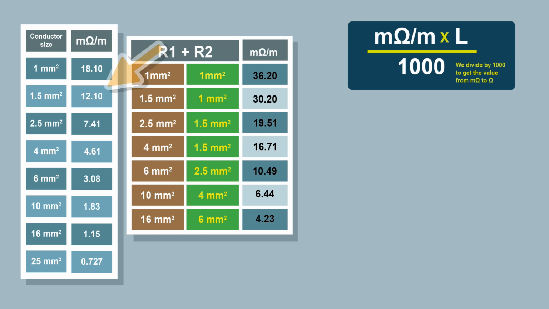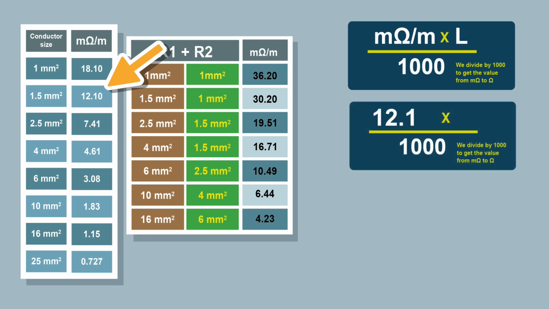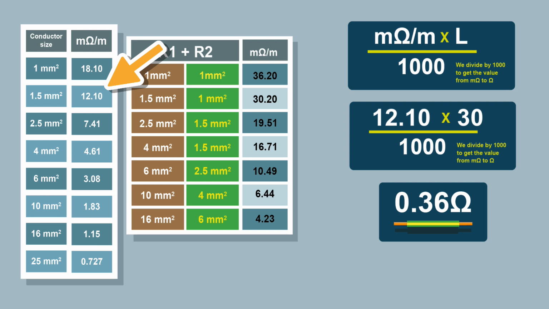We can do it individually. We could calculate the 1.5, which is 12.10 milliohms per meter. So we times 12.10 by 30 and divide by 1000. And that would give us a value of 0.36 ohms for 30 meters of 1.5mm square cable.